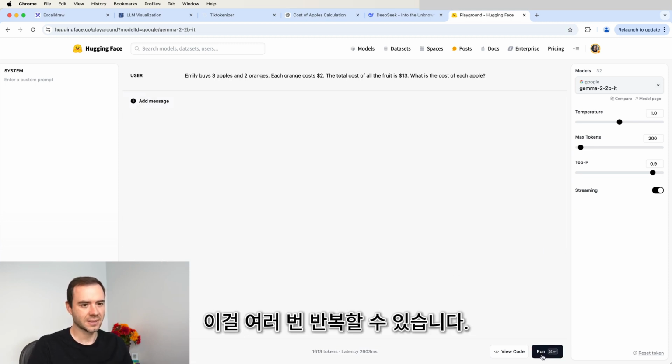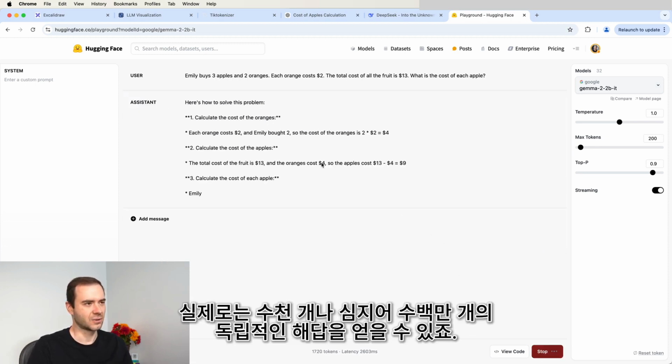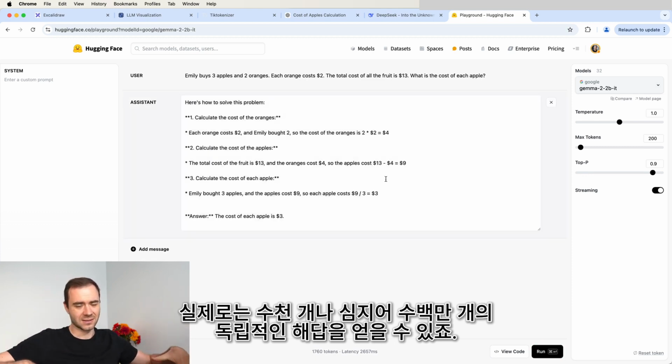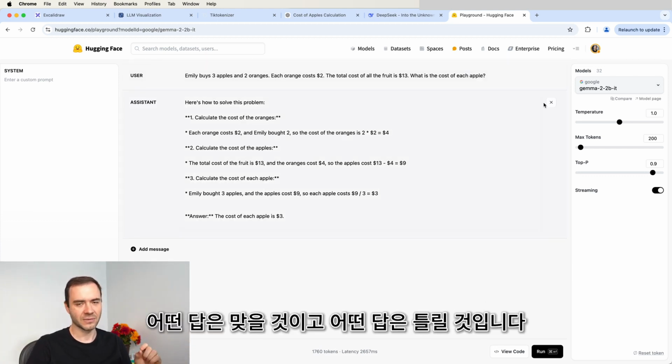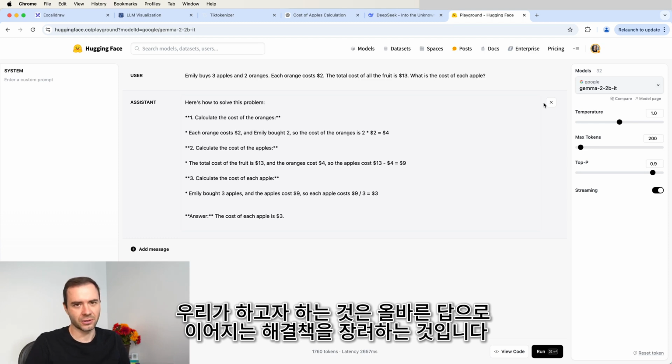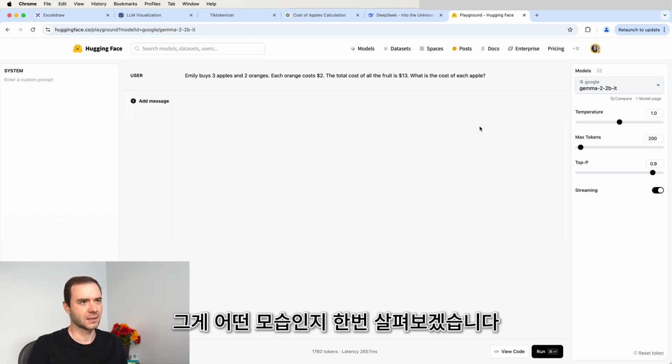Now we can actually repeat this many times. In practice, you might sample thousands of independent solutions, or even a million solutions, for just a single prompt. Some of them will be correct and some of them will not be very correct. Basically, we want to encourage the solutions that lead to correct answers. So let's take a look at what that looks like.